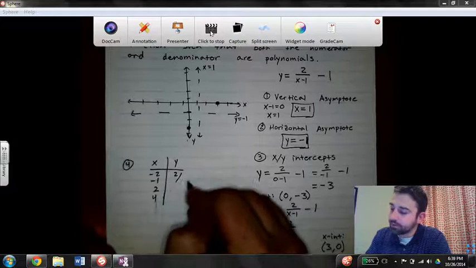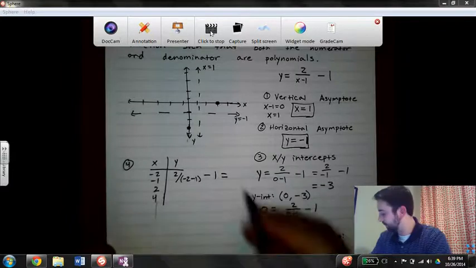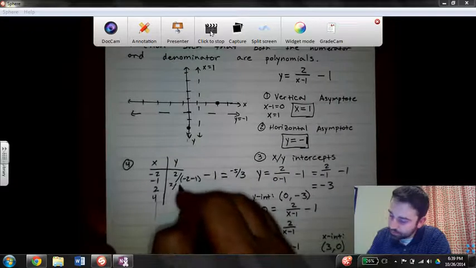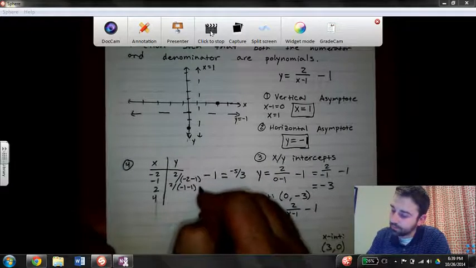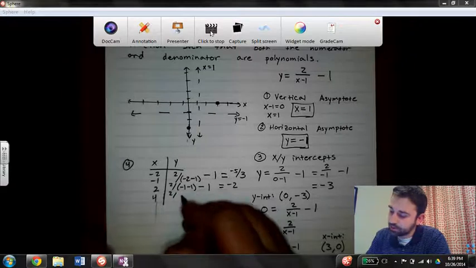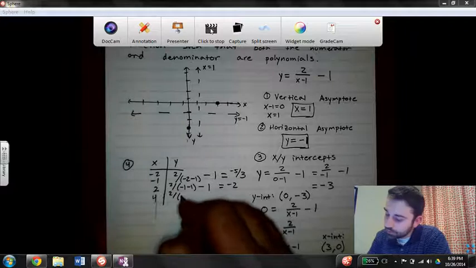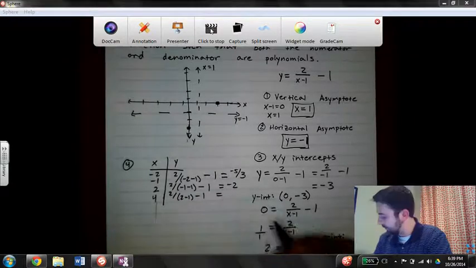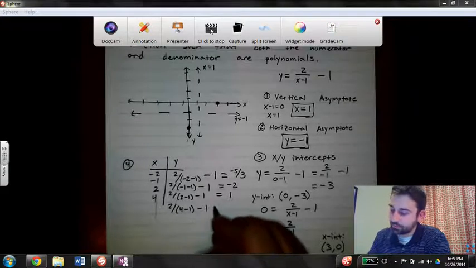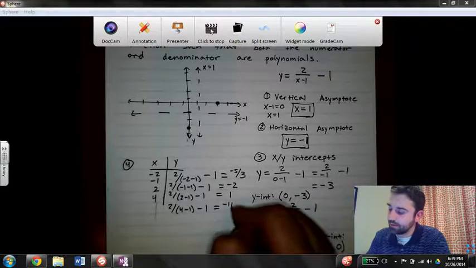So 2 divided by negative 2 minus 1, all minus 1, would give me negative 5/3. 2 divided by negative 1 minus 1, all minus 1, would give me negative 2. 2 divided by 2 minus 1, all minus 1, is going to give me 1. And then 2 divided by 4 minus 1, which is 2/3, minus 1, would give me negative 1/3.